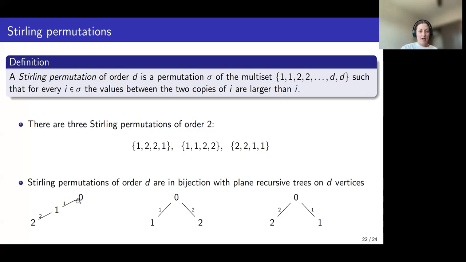And if I record the edges on that walk, in this case, I would walk on edge 1, then edge 2, then edge 2, then edge 1. You can see that gives me exactly this first Stirling permutation. And similarly here, I would go 1, 1, 2, 2 to get the second one. And then in this third case, I would go 2, 2, 1, 1.